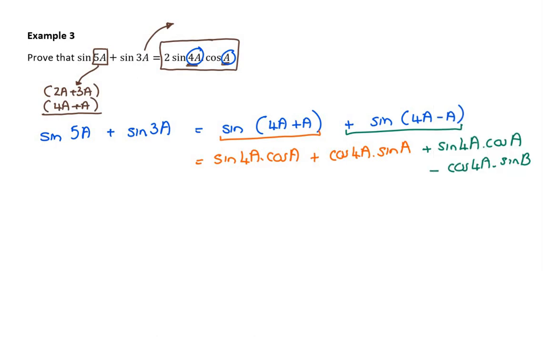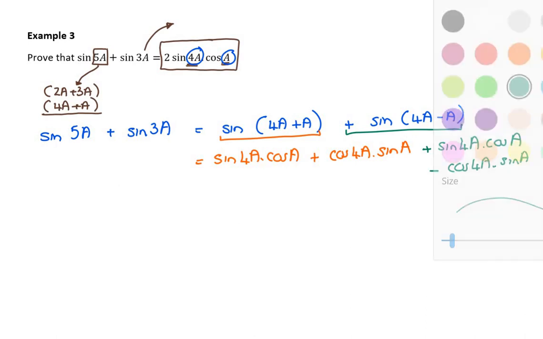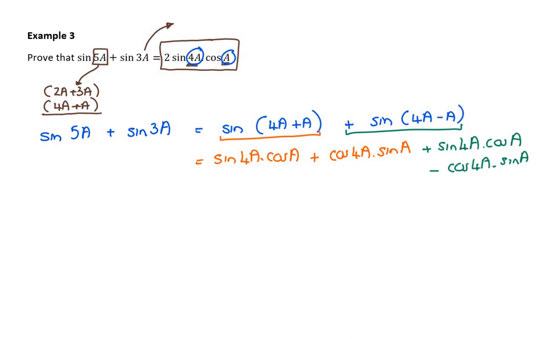So now I wrote b there, which was very silly because there's no b's in the question. So let me go change that to a. And now I've got some like terms because I've got plus cos 4a sine a and then minus. So those cancel each other out. These two are identical. So I have two of them, which is 2 sine 4a times cos a. So this looks really easy, and it is easy, but setting up and figuring out what they're trying to get you to do is the hard part.